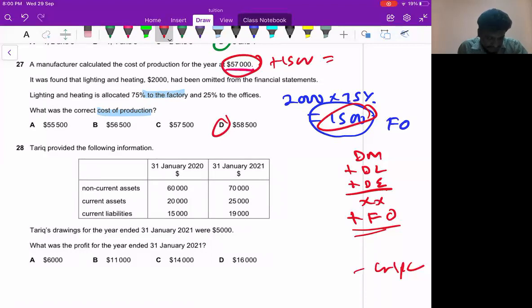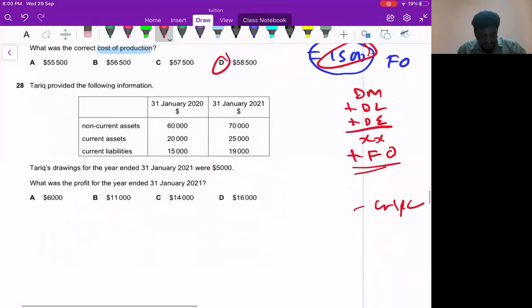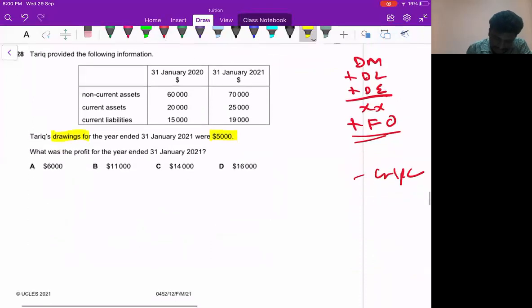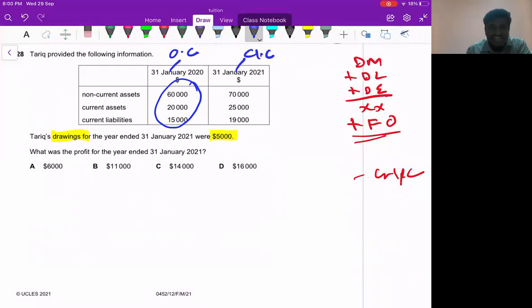Okay, next question. Tariq provides the following information. They gave me non-current asset, current asset, and current liability. And then drawing is this much. What is the profit for the year? But actually, they gave me this information, right? I can calculate the opening capital from here, and I can calculate the closing capital from here. Asset minus liability, I'll get the capital. So first I calculate the opening capital and closing capital.